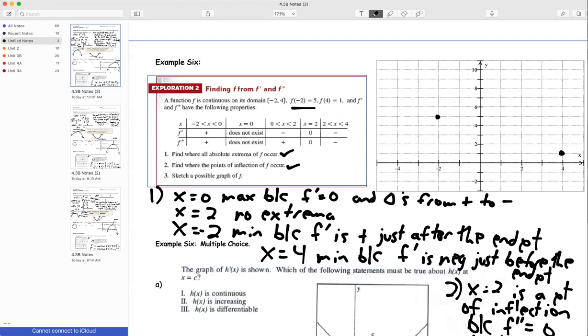Also, now I'm going to look at the first derivative and the second derivative. So my first derivative from -2 to 0 is positive, and my second derivative is also positive. That means it has to be increasing, number one, and then it has to be concave up. So it's going to do something like this. It's going to go up, and it's going to be concave up.